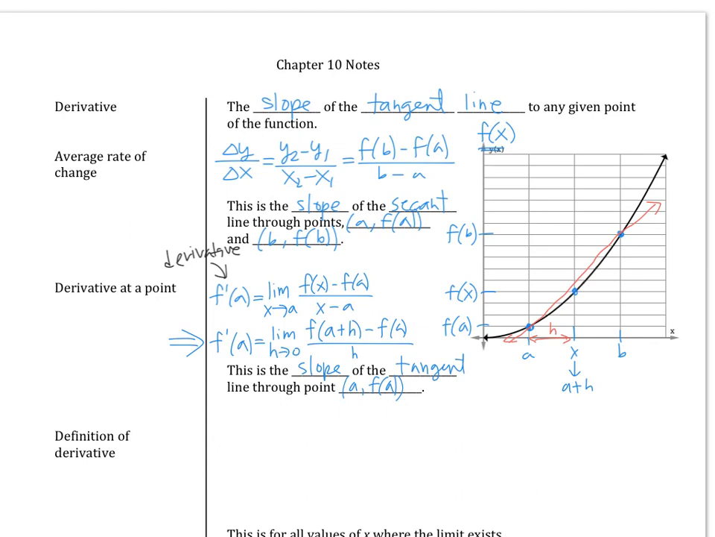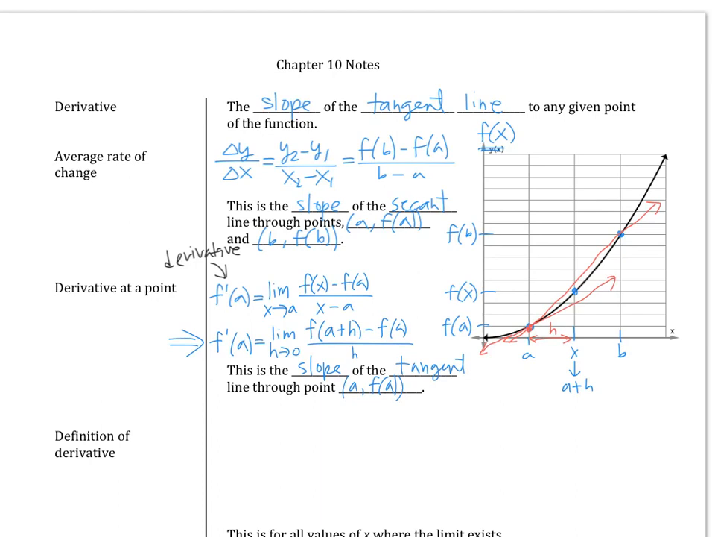Okay, how does that look? The tangent line at A, remember, a tangent line is a line that barely touches the graph, going through the point on the graph at that point but not going through any other point. So this tangent line is going to look like that, and we're trying to figure out the slope of that line.